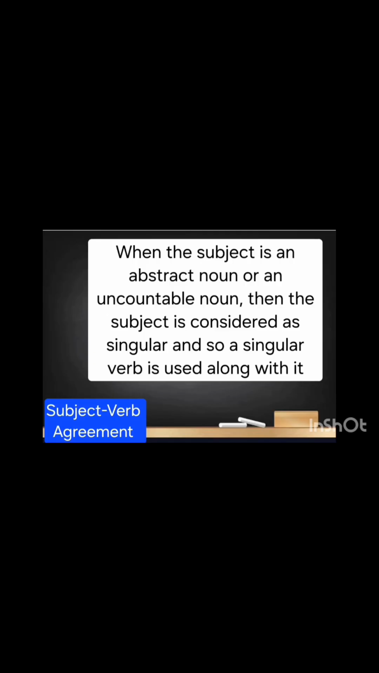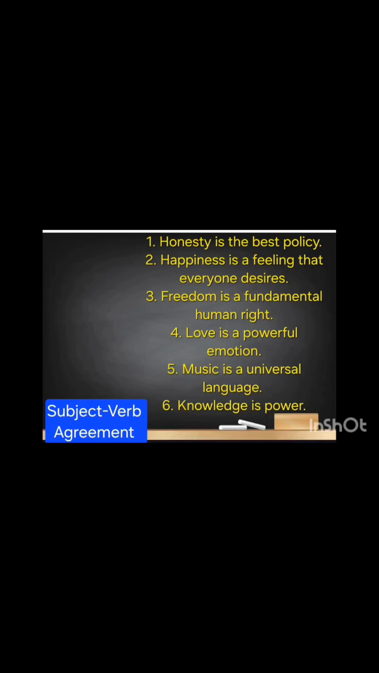So do keep in mind the subject is always considered to be singular in such sentences with abstract nouns, uncountable nouns. Hence, a singular verb is used along with it. So now let us look at a few sentences with such nouns. For instance, the very first one is: Honesty is the best policy.